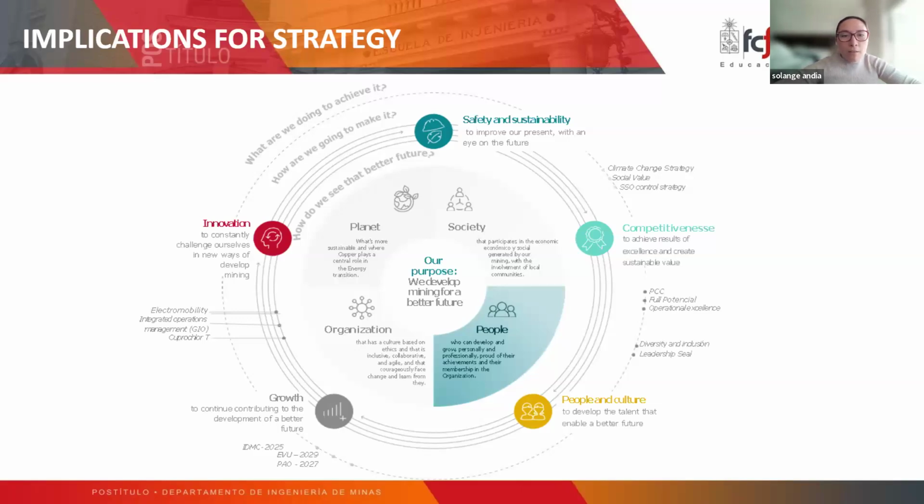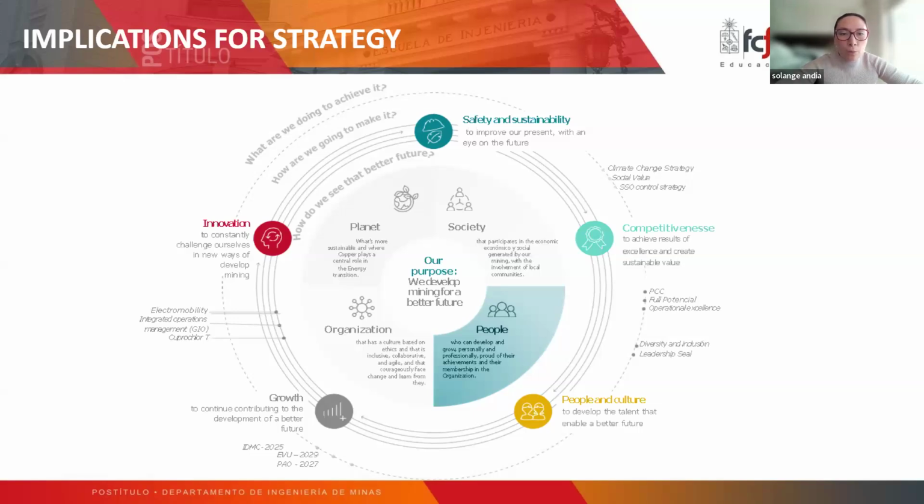Another point is differentiation through a focus on sustainability and corporate social responsibility, highlighting the production of green copper with less environmental impact. And finally, focus on a specific market segment that values the high quality and sustainability of copper, such as high-end electronic and automotive manufacturers.